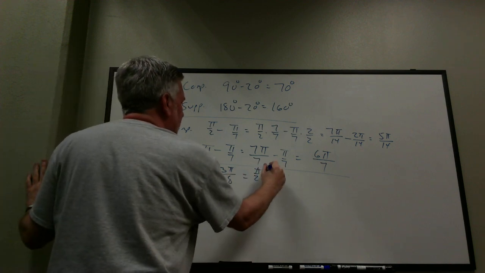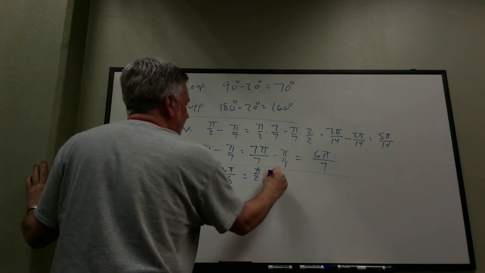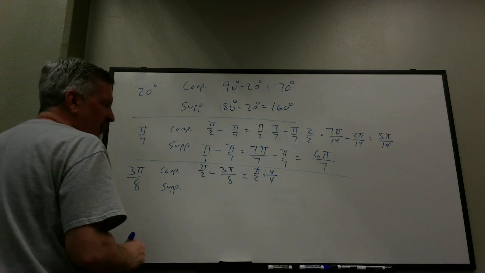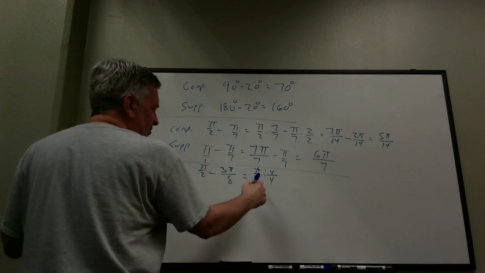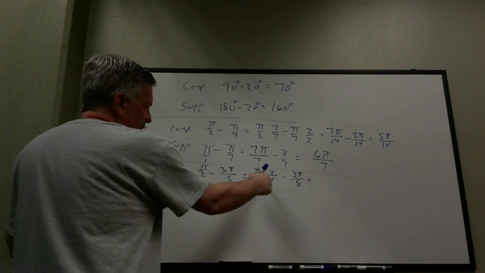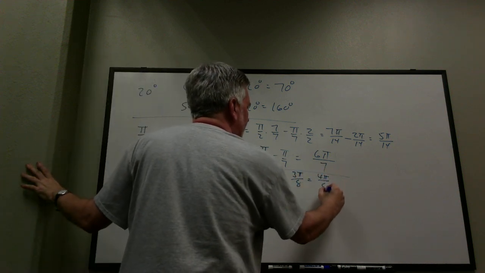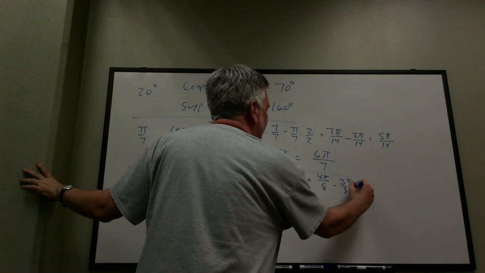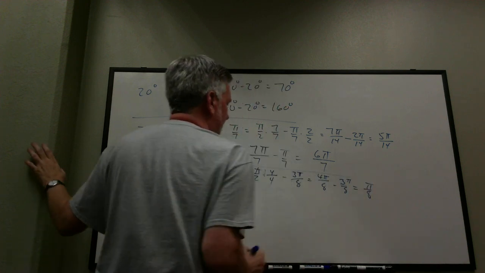So pi over 2 times 4 over 4, multiplied by 1. I'm not changing the value, I'm just changing the appearance. Minus 3 pi over 8. So that's 4 pi over 8 minus 3 pi over 8, which is pi over 8.